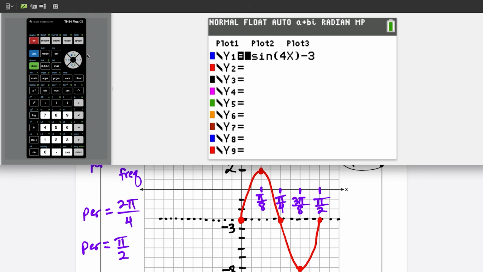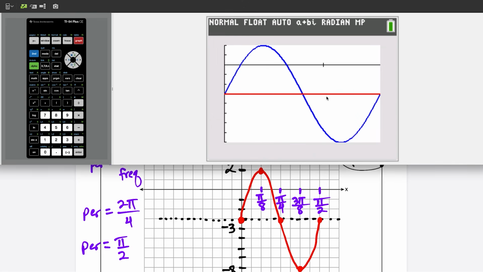If I type in the equation of my midline, if I type in y equals -3, notice that this cuts the graph nicely, just like it shows up on the graph. So this graph here is definitely good.